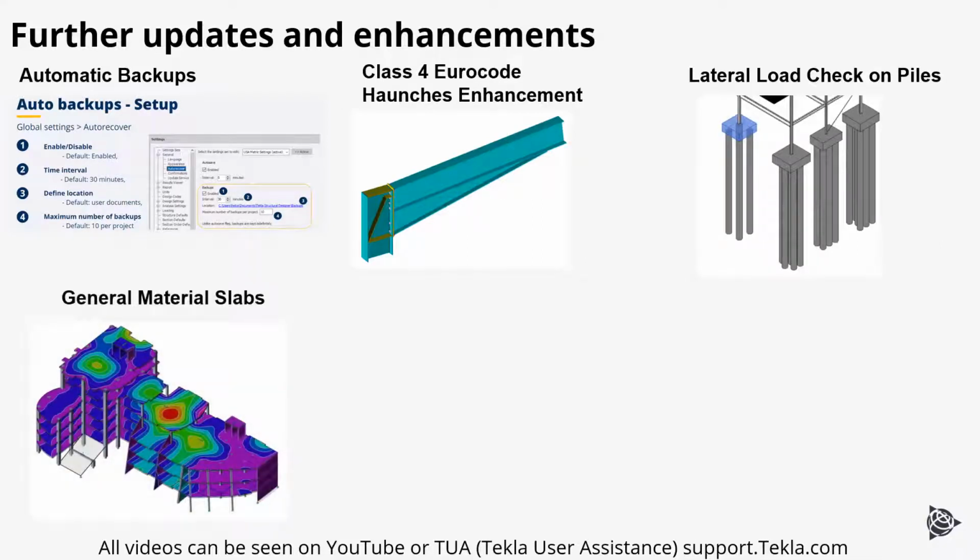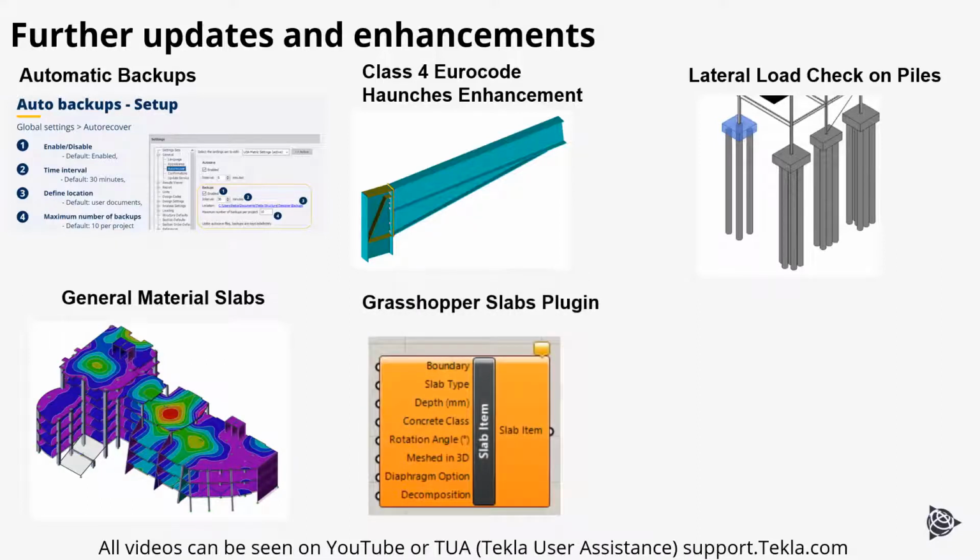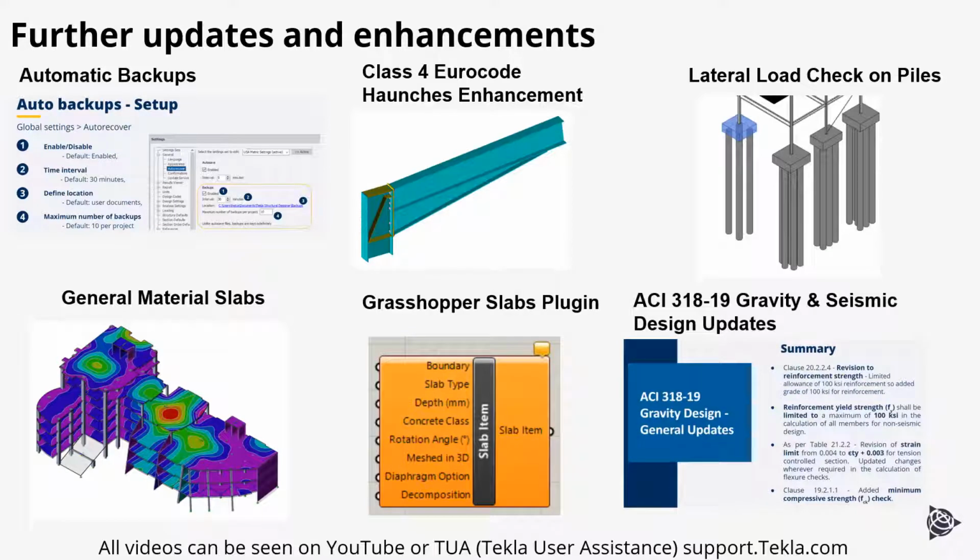General material slabs. Finite element construction of slabs of any material. Grasshopper slab plugin. New slabs or panel plugin for Grasshopper. ACI 318 Part 19 Gravity and Seismic Design. Several updates to the design criteria. And several fixes and updates in this release.